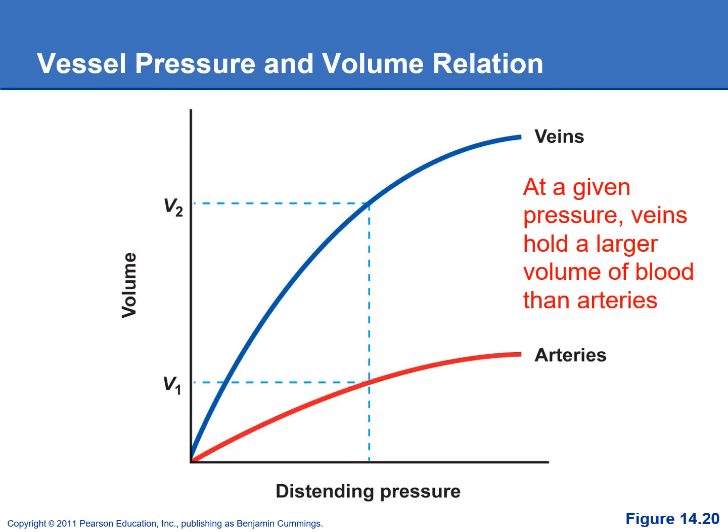This graph is just showing you how the veins are going to be volume reservoirs. If you take a look at a particular blood pressure, and you have that same blood pressure in the arteries versus the veins, you can see that the veins will stretch out a lot more, and they're going to hold a much larger volume of blood than the arteries do. So it's important to remember that veins are volume reservoirs, and arteries are pressure reservoirs instead.